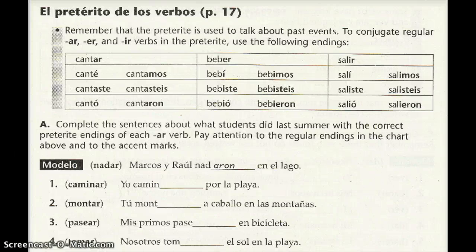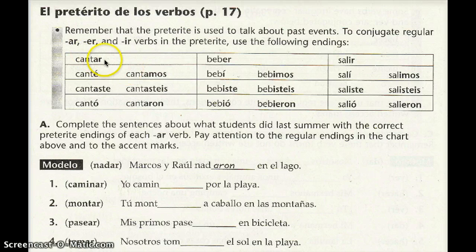All right, so first let's talk about some regular preterite verbs. So we've got AR, ER, and IR verbs, and the IR and ER verbs are the exact same, as you can see here. Unfortunately, I am going to sing for you real quick.